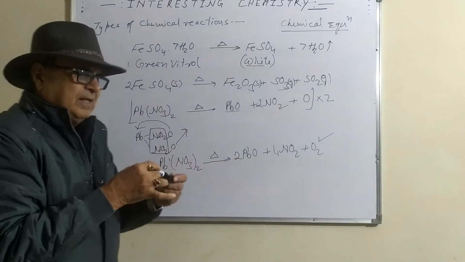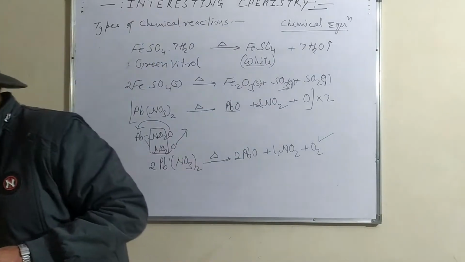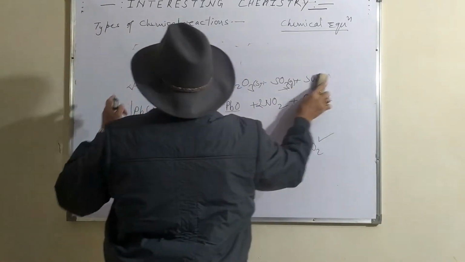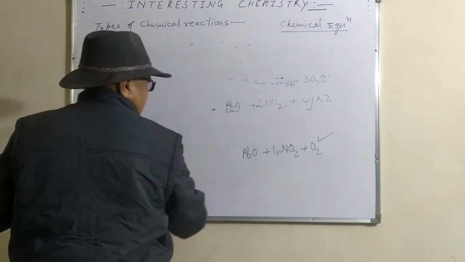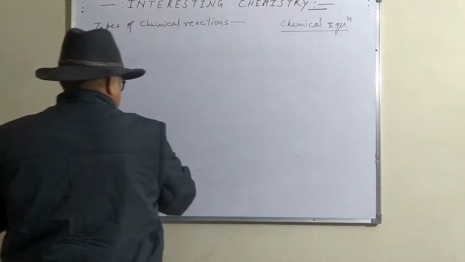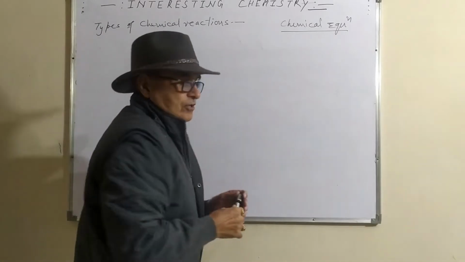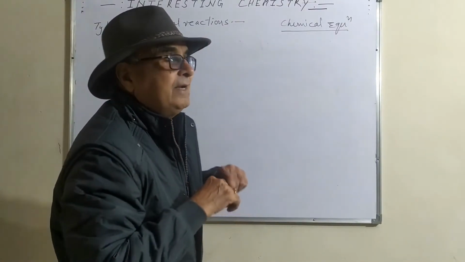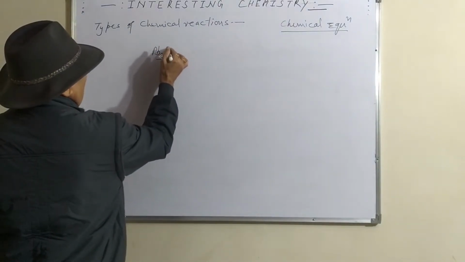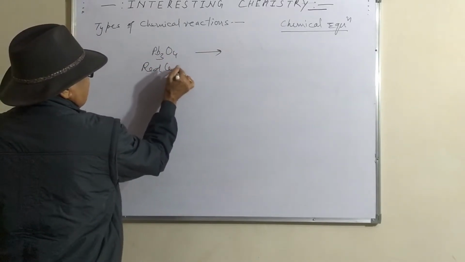This is how you balance the equation. Now I am giving a next example. I have given some examples of the decomposition reactions, and again I am giving you one more example. When red lead, do you know the formula of red lead? Pb3O4. It is called red lead.